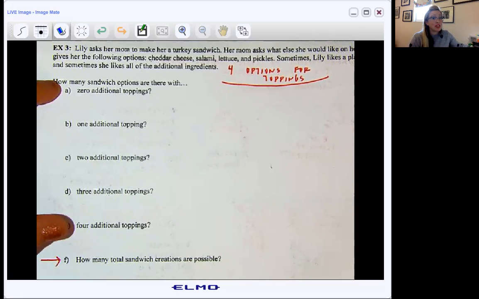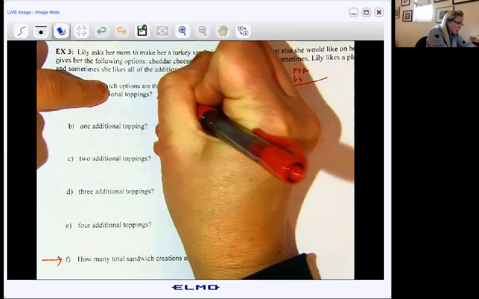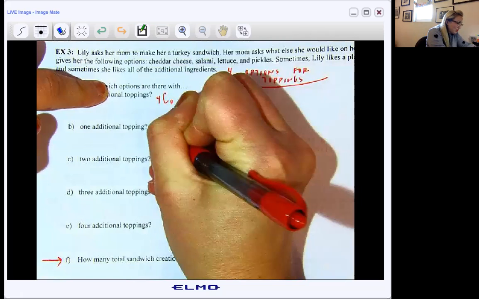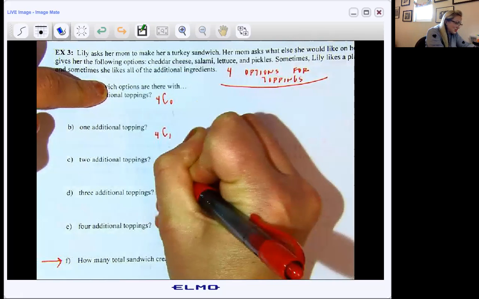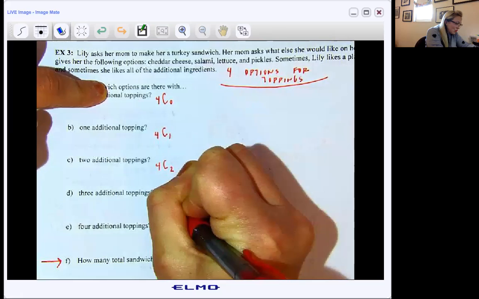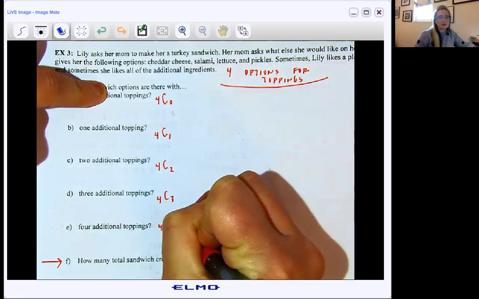Because if I pick 2 things, let's say that it's salami, lettuce, doesn't matter the order. I have salami and lettuce. It doesn't matter if I say lettuce, salami, it's the same 2 toppings. So combination. So right here, this would be 4 choose 0. This would be 4 choose 1. 4 choose 2. 4 choose 3, and 4 choose 4.